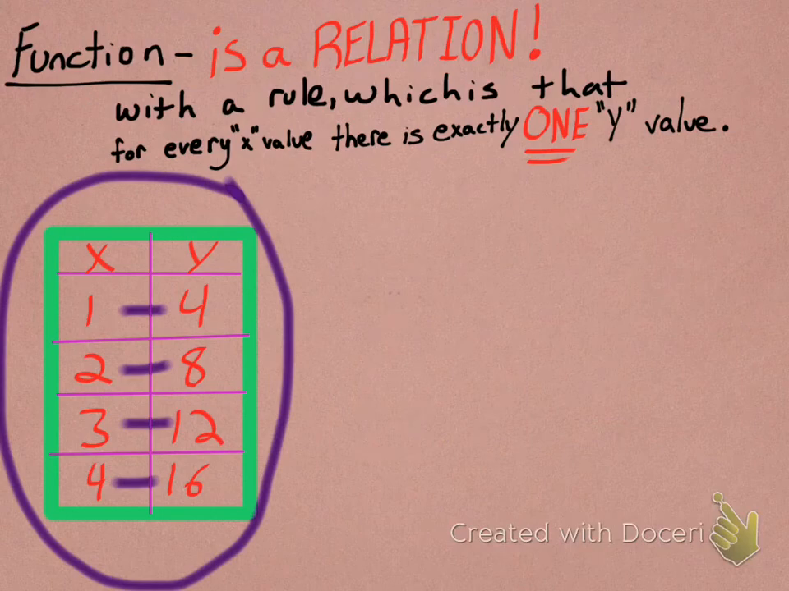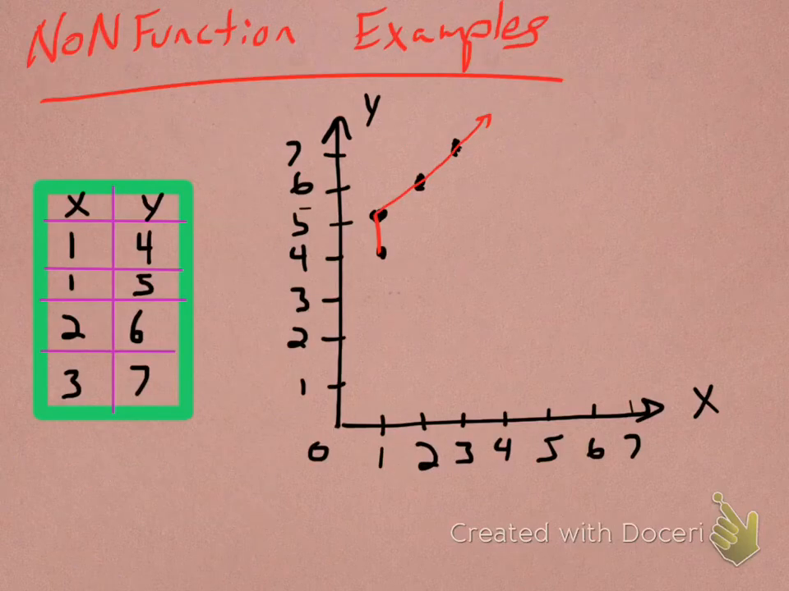Actually, let me show you what a non-function is. It's actually my next example, and I forgot to show you. All right, so this would not be considered a function because this x value, 1, goes with 4, but also goes with 5. So that x value doesn't have exactly 1 y. It has 2 y values for that 1 x value. Does that make sense? So this is not a function.